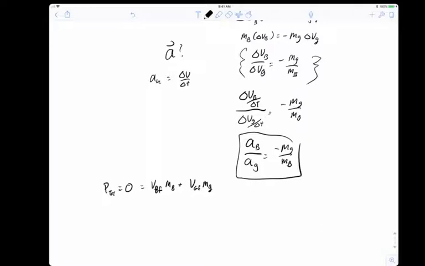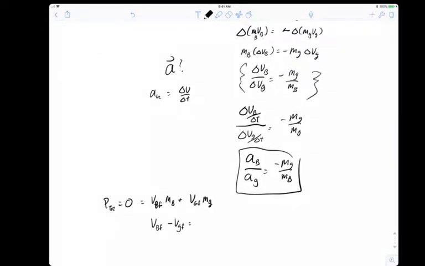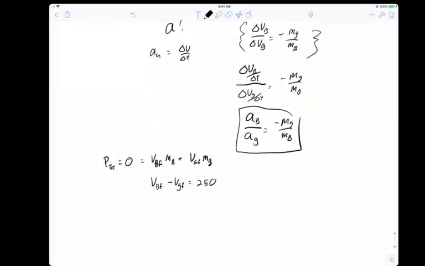And what else do I know? I know that the bullet's final velocity minus the gun's final velocity has got to be equal to 250. And so I can do a little bit of algebra. And right, V gun final is equal to V bullet final minus 250.